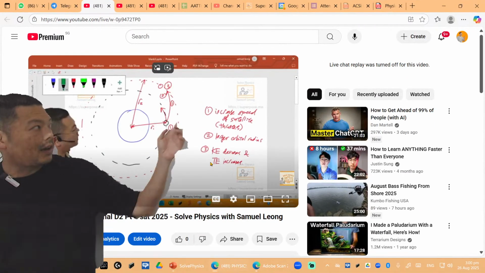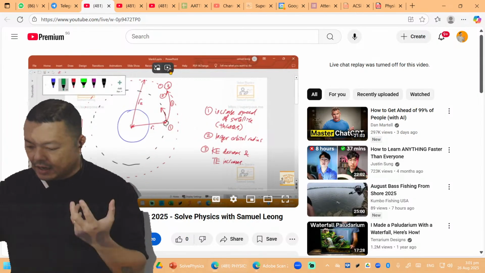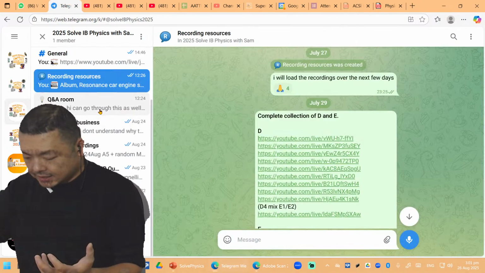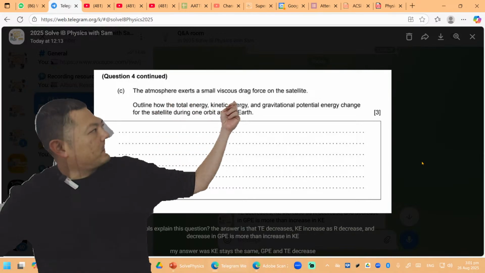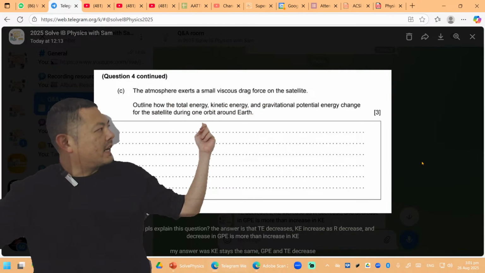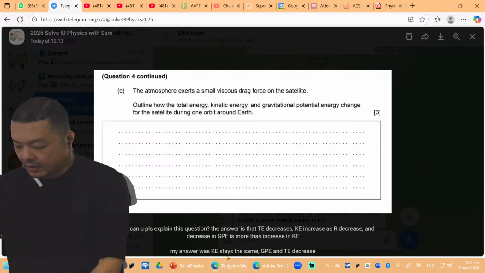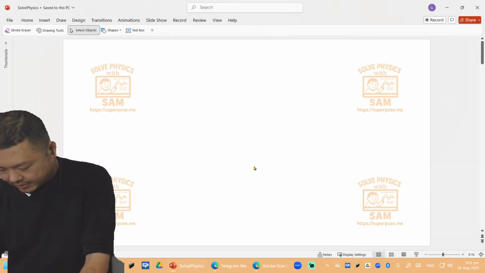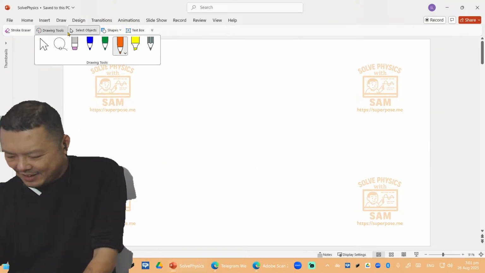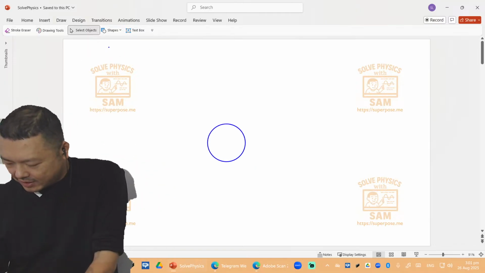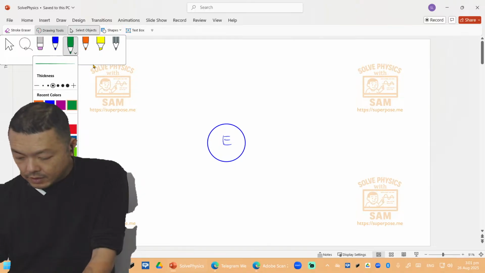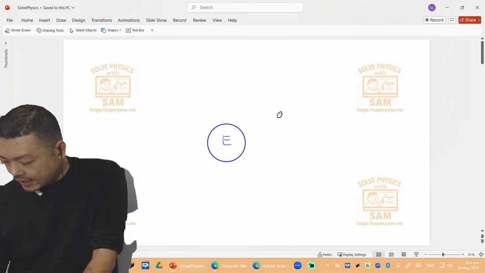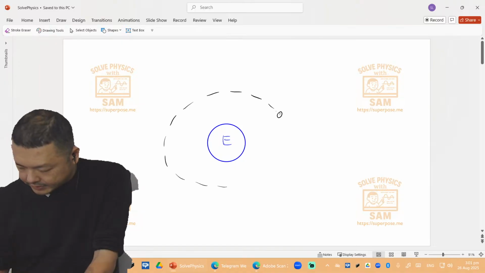This was how a satellite goes into a higher orbit, right? In the question being asked inside the Q&A room, this one here, it's how viscous drag force acts on the satellite. So what happens to the energy during the orbit around Earth? Okay, so we have to go through that now. How come I didn't go through that? Okay, anyway, so Earth, right, and satellite, right? We have a satellite going around the Earth like this, orbiting around the Earth.